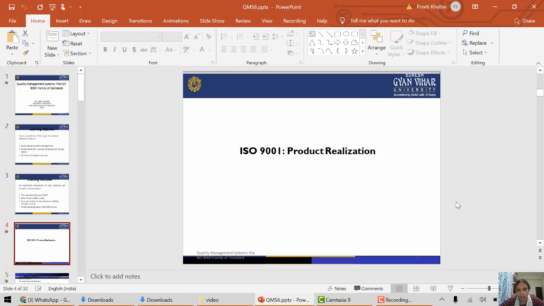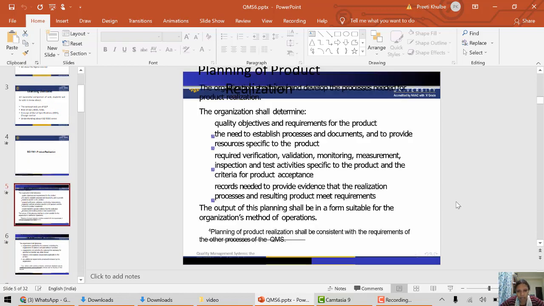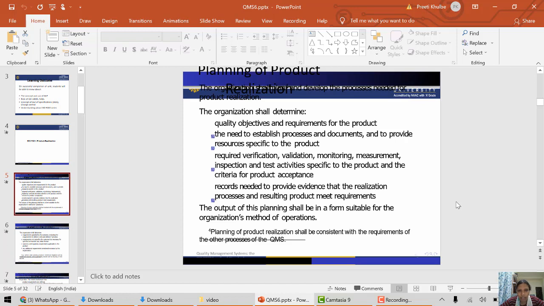ISO 9001 is related to the product realization. Planning of product realization includes that the organization develops the processes needed for the product realization. The organization shall determine quality objectives and requirements for the product, and the need to establish the processes and documents and to provide the resources specific to the product.